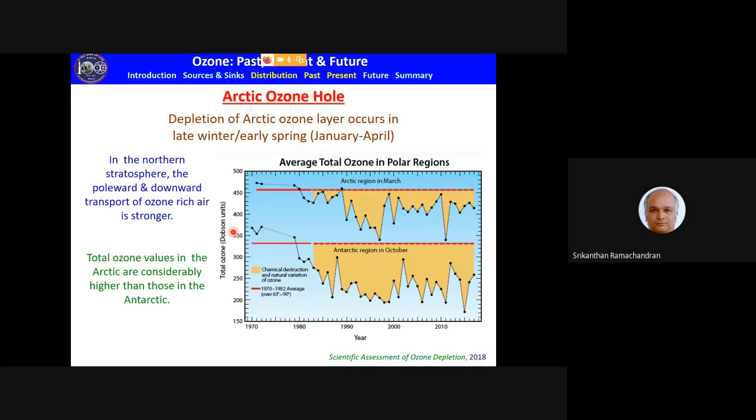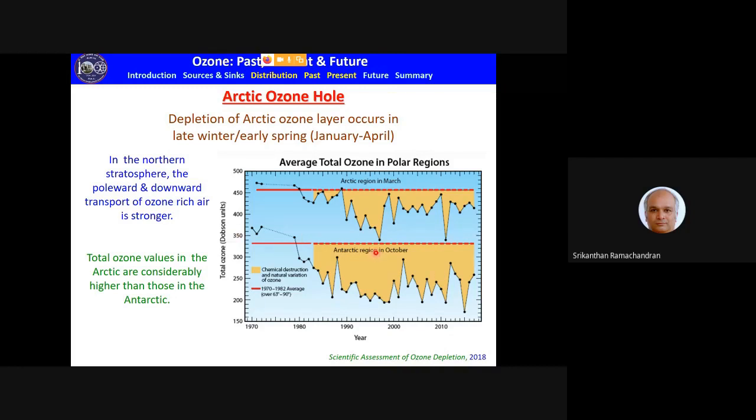So in the northern stratosphere, the poleward and the downward transport of ozone-rich air is stronger when compared to the southern hemisphere, meaning more ozone is dumped into the northern polar latitudes when compared to the southern polar latitudes. So hence, the total ozone values in the Arctic are higher than in the Antarctic.